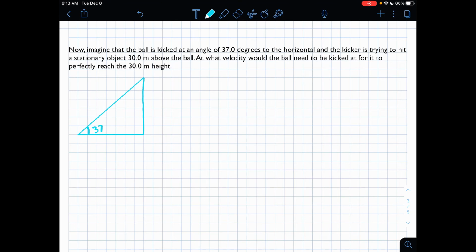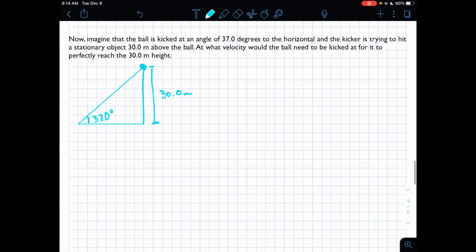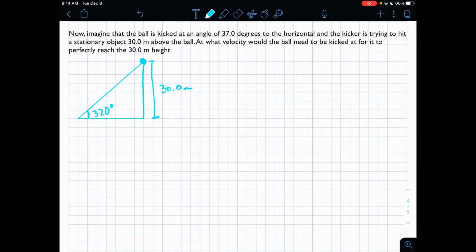37 degrees. It's trying to hit a stationary object. Now this object is, let's say it's right up here, that's what they're trying to hit, and it is 30 meters above the ball. Now I'll give you some time to take a look at the question. Try to figure it out on your own. If you can't, that's fine. I'll give the explanation in just one moment.